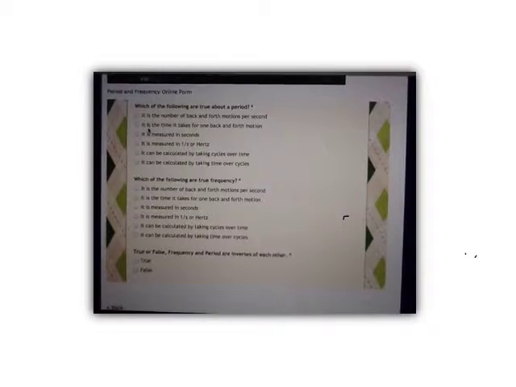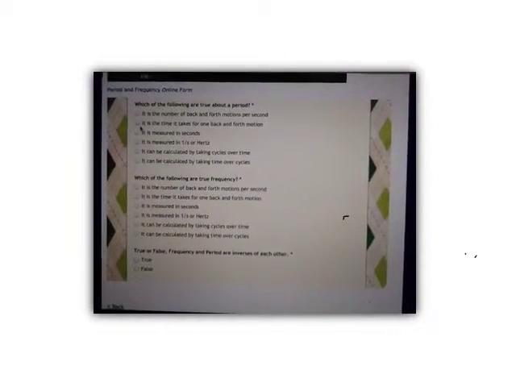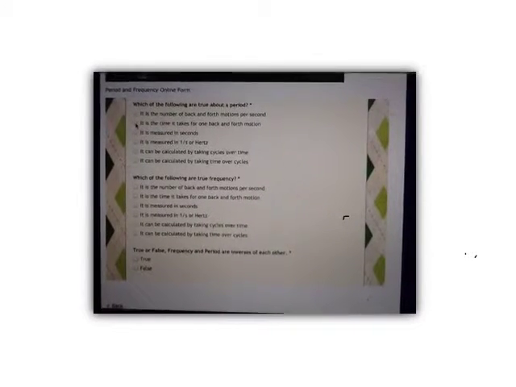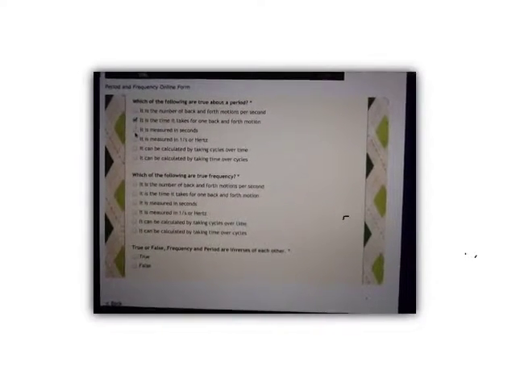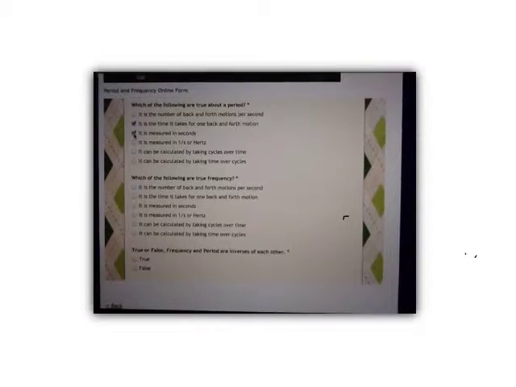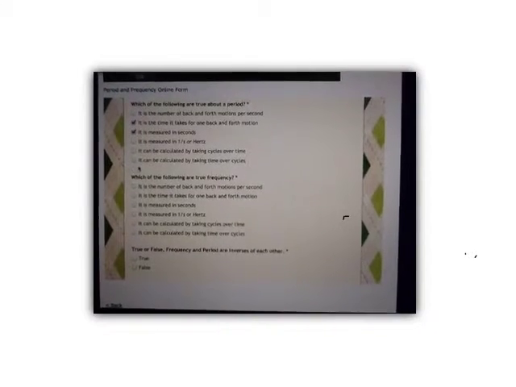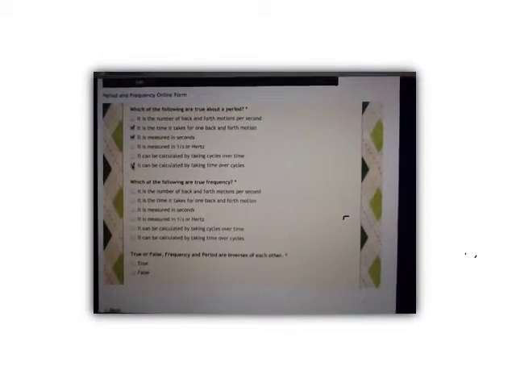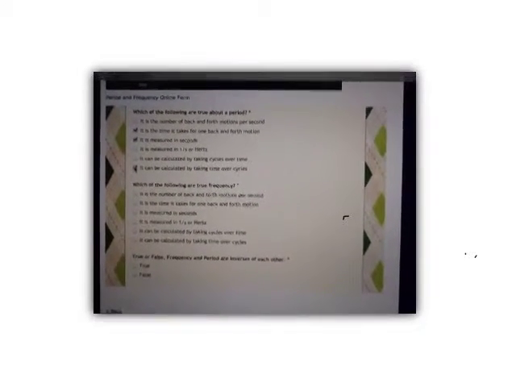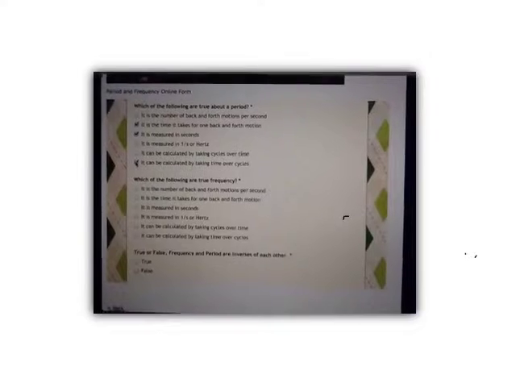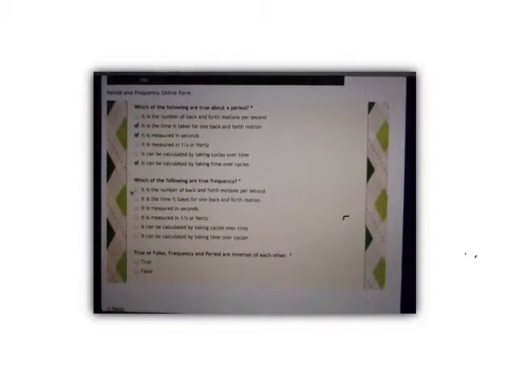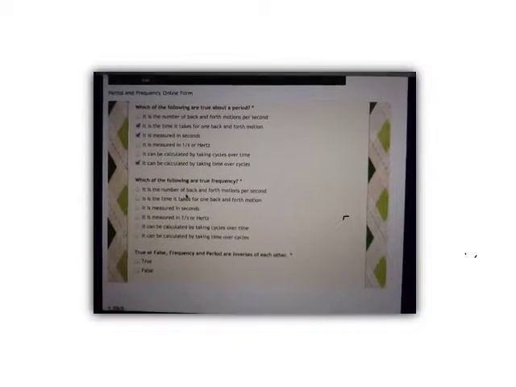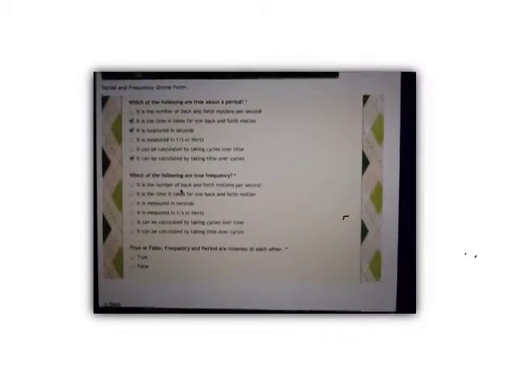So your homework last night, the online form, if you got it correct: which of the following are true about a period? It's the time it takes for one back and forth motion. It's measured in seconds, and you can calculate it by taking time over cycles. Okay? If you think about it, if you do time on top, your units will end up being seconds. So that works out perfectly. And then we'll deal mostly with period today.